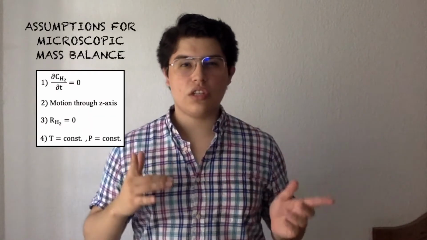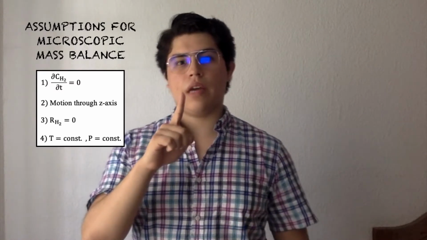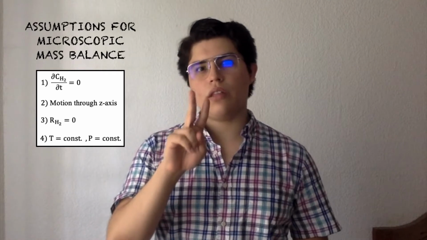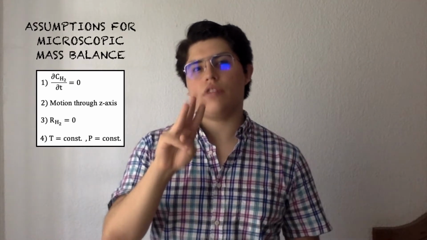For modeling the transport of hydrogen, we need to consider the following assumptions. 1. The process is carried out in a pseudo-steady state. 2. The hydrogen only diffuses through the z-axis. 3. There is no chemical reaction through the control volume. And 4. The temperature and pressure remain constant.